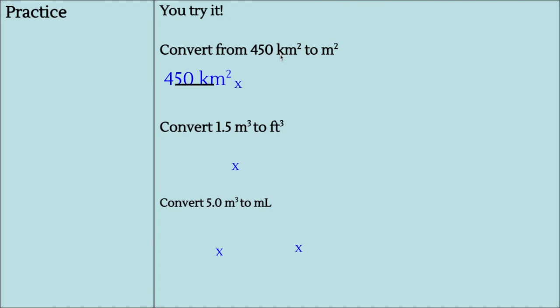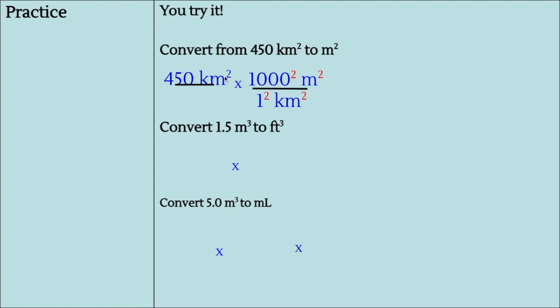The first one wants us to convert 450 kilometers squared to meters squared. So let's start off with 450 kilometers squared, and we're going to multiply that by a ratio. Well, we know that 1 kilometer is equivalent to 1,000 meters. But again, we're dealing with kilometers squared. So therefore, we need 1 squared kilometers squared is equivalent to 1,000 squared meters squared.